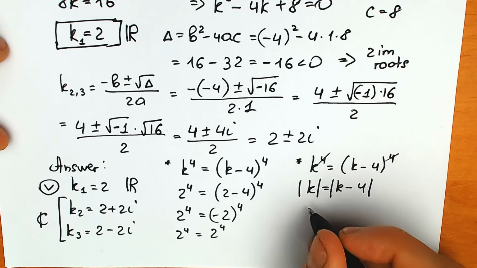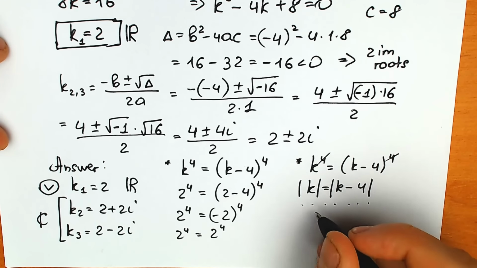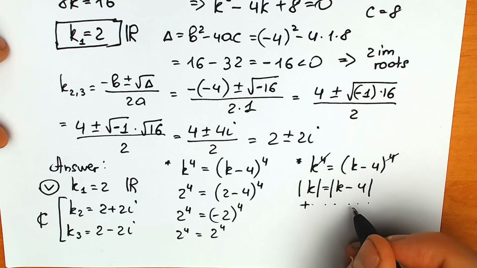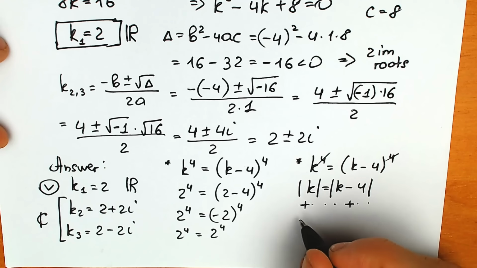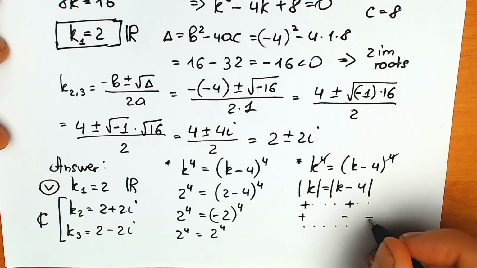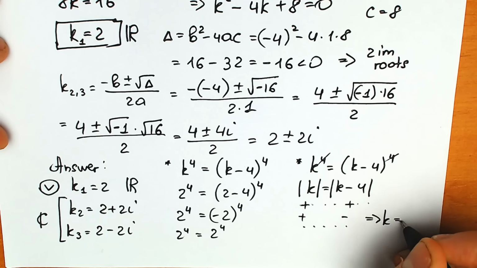And then if you solve this absolute value equation, I don't know exactly how you prefer solving this. Maybe I prefer to combine all the things, like plus plus, plus minus, and a lot of these combinations. We will have 4 combinations right here, yeah? And as a result from here, you can get k equal to 2.